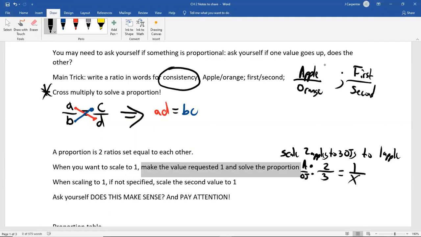So they generally tell you what to scale to 1. If for some reason they don't, some people will say scale the smallest to 1, some people will say scale the biggest to 1. What I find is most common with this course is that you scale the second value to 1. So if they don't specify which one to scale, it's generally going to be the second thing that they said. And as I said, we will see these issues addressed with the guided worksheet activities we'll be covering.